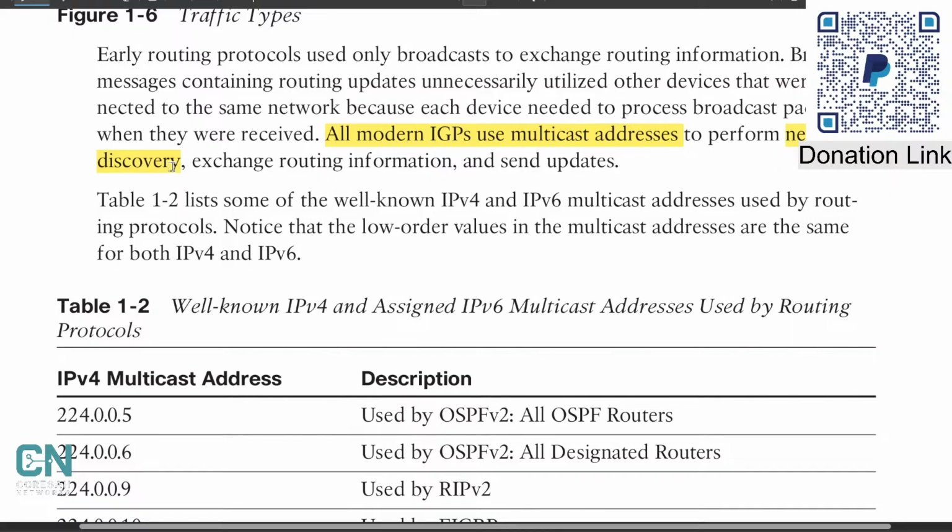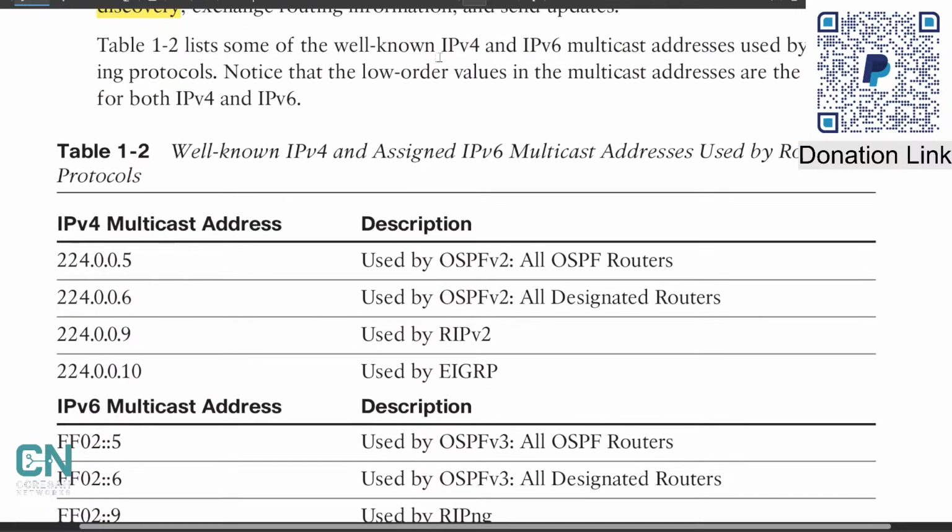Table 1 lists some of the well-known IP version 4 and IP version 6 multicast addresses used by routing protocols. Notice that the low-order values in the multicast addresses are the same in both IP version 6 and IP version 4. So it doesn't matter whether we have IP version 6 or 4, the low-order value in the multicast address is the same.